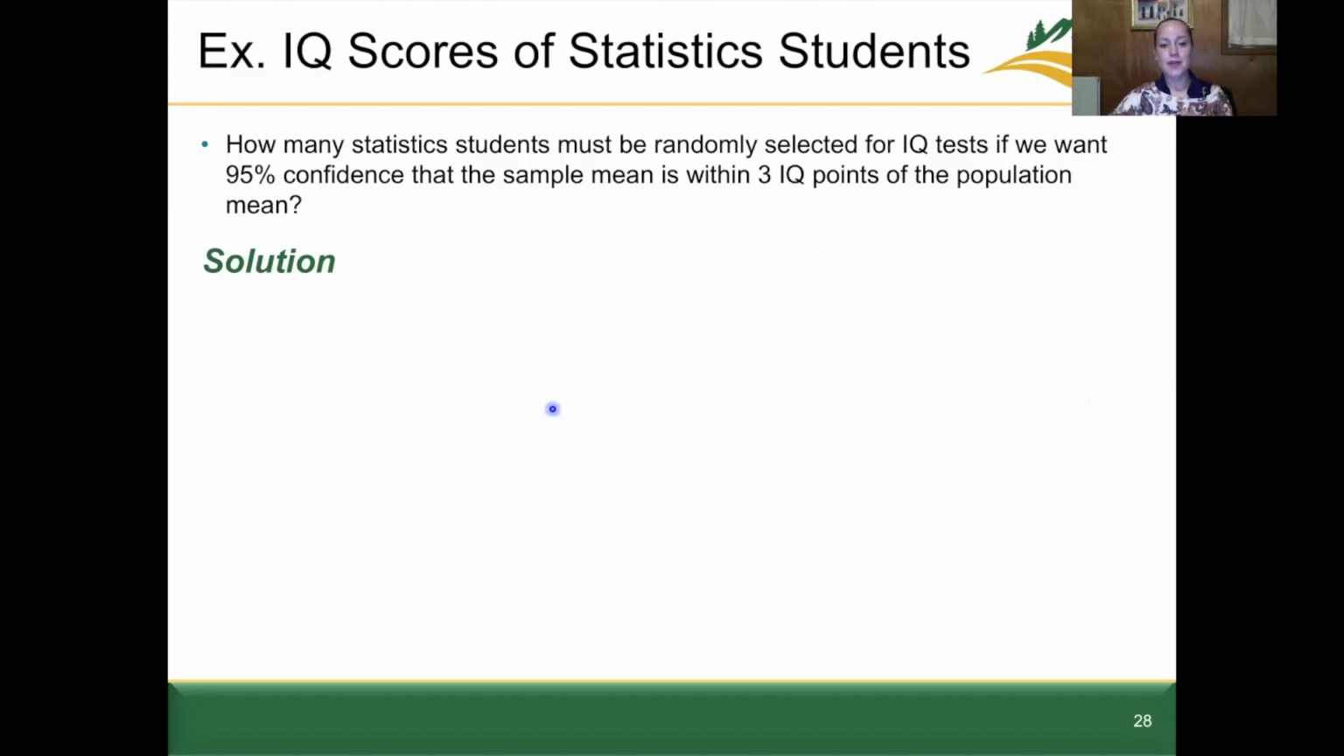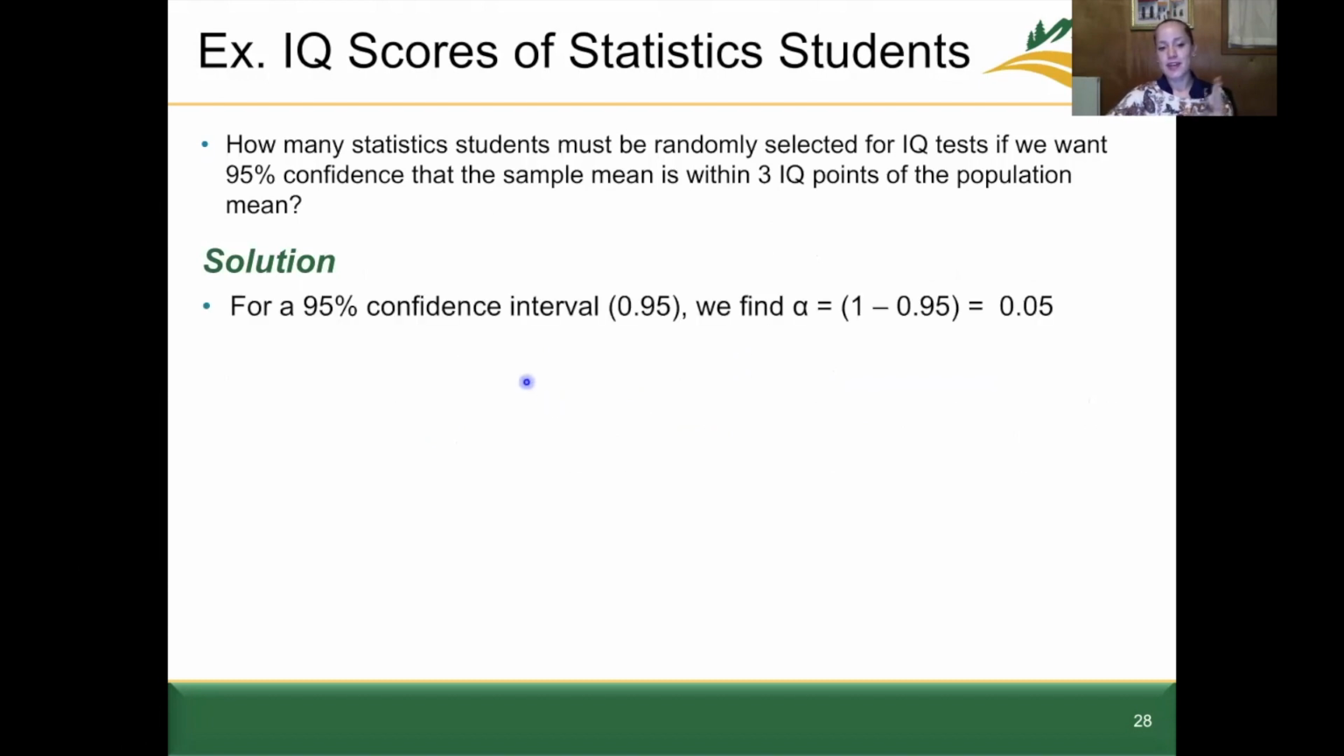Let's start looking at what we know for this solution. For a 95% confidence interval, we know in a non-percentage that's equal to 0.95. We're doing this because we need that z subscript alpha over 2 in order to calculate n. So with this confidence level of 0.95, we find the complement in order to find alpha. So 1 minus 0.95, that's 0.05.